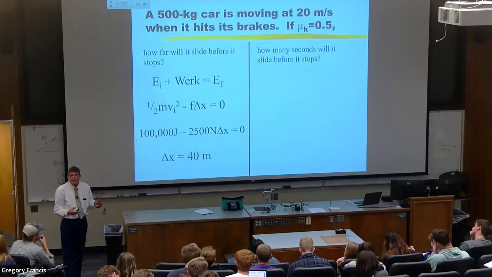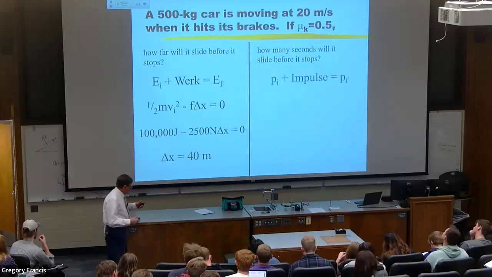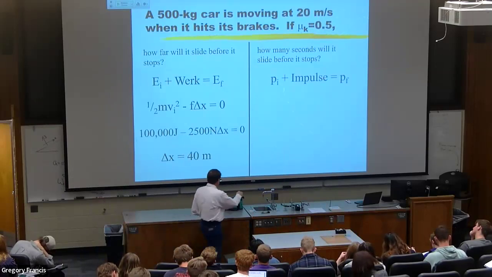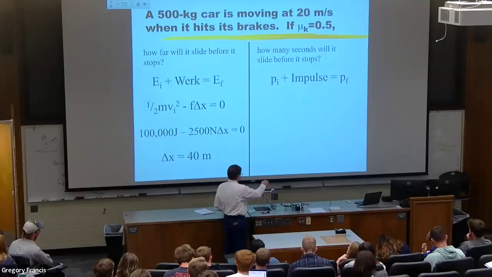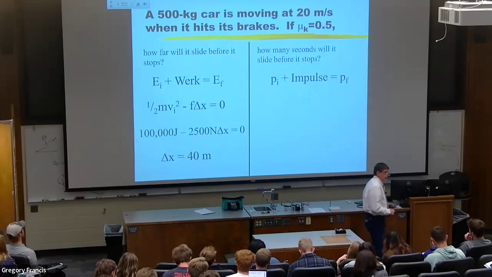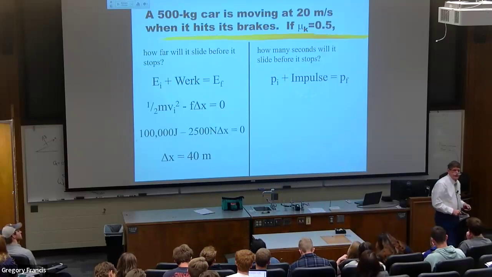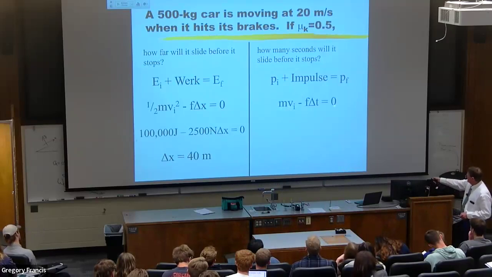Now, if I want to know how many seconds it slides before it stops, that's a momentum problem. And the general momentum equation is that the momentum in the morning is equal to the momentum at night, except when it's not. And it's not when there's an impulse, which is a force times a time. Now, in this case, the momentum is mass times velocity, and then when it stops, it's 0.